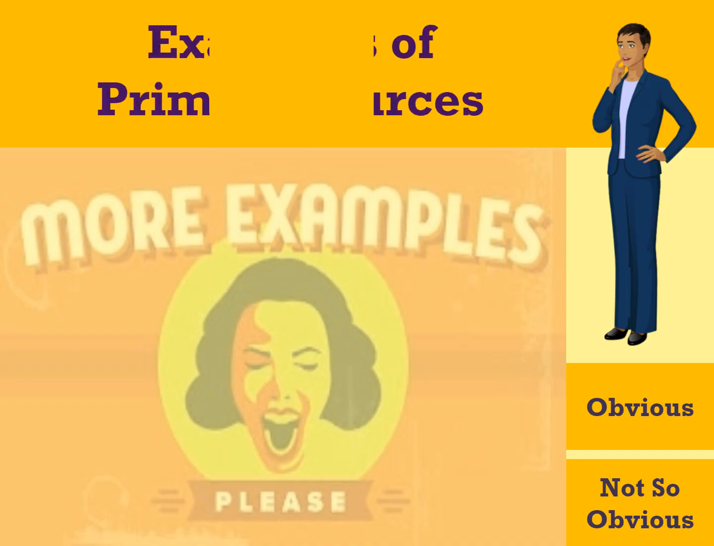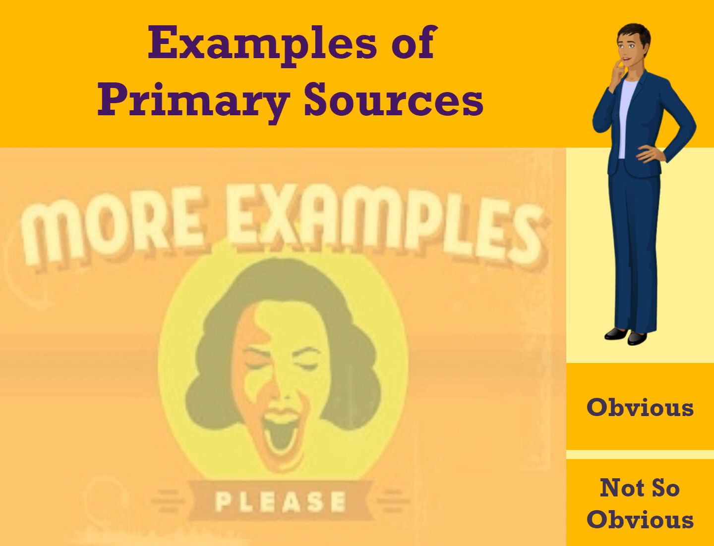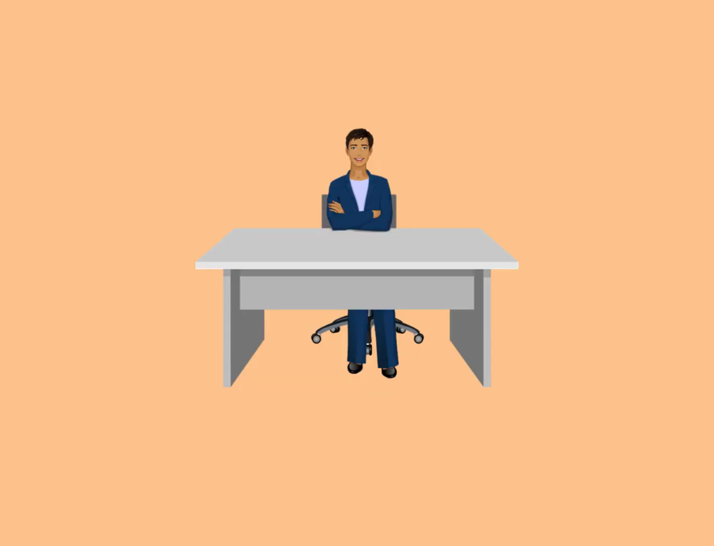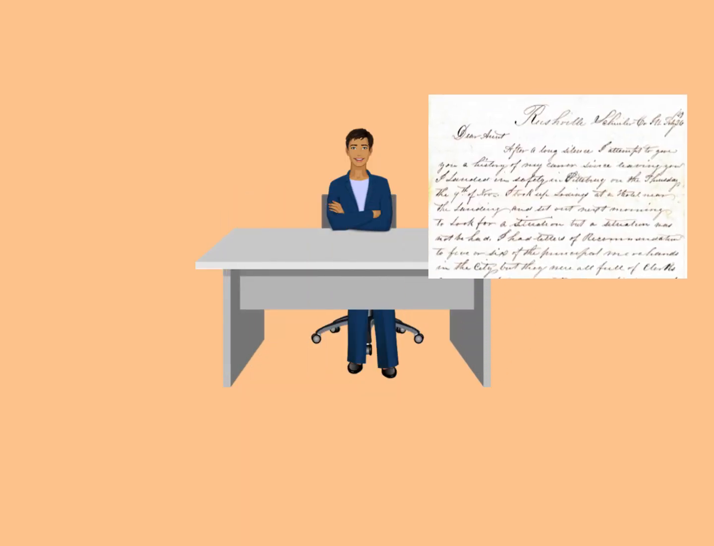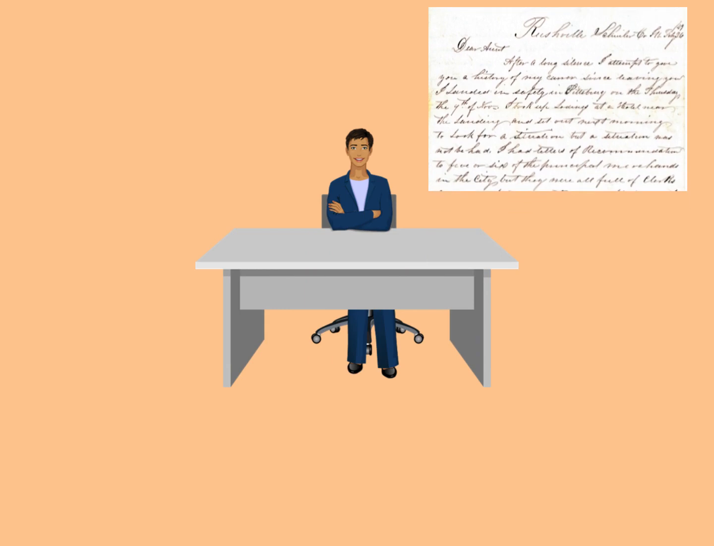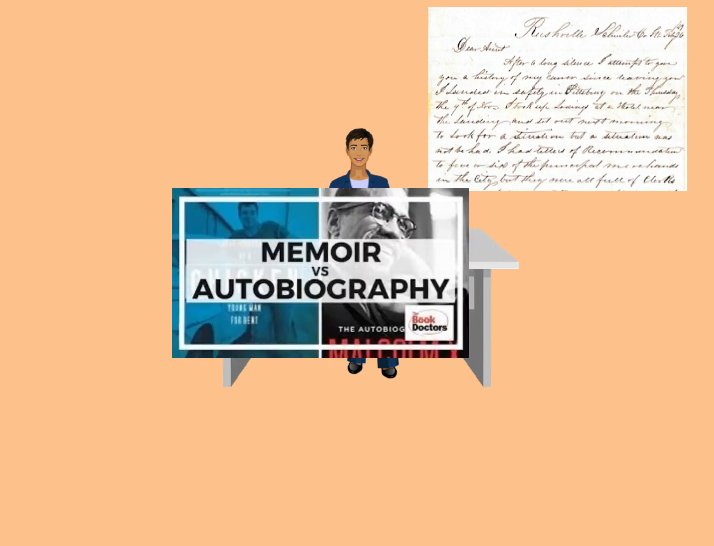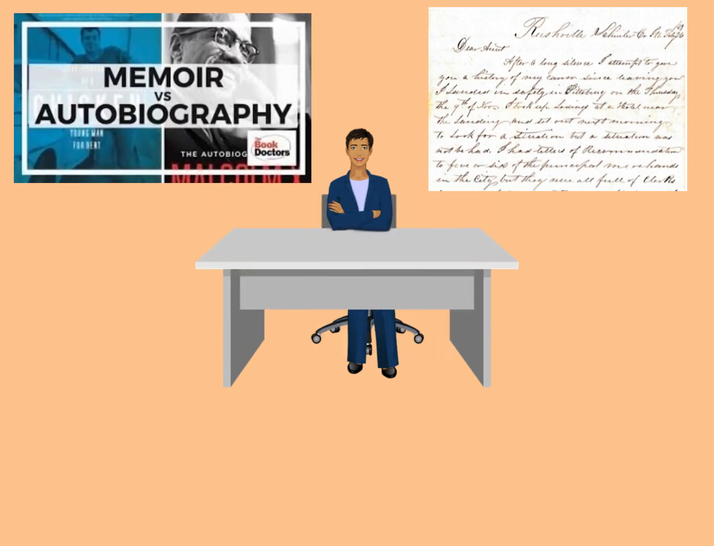Let's look at some examples of primary sources. Some are obvious, but there are many others that you might not have even thought of. Let's start with some obvious primary sources. Here we have a handwritten letter, but bear in mind it can also be created electronically, such as a Word document or an email. As I mentioned earlier, eyewitnesses who later recount the events in a memoir or an autobiography or an oral history are also primary sources.